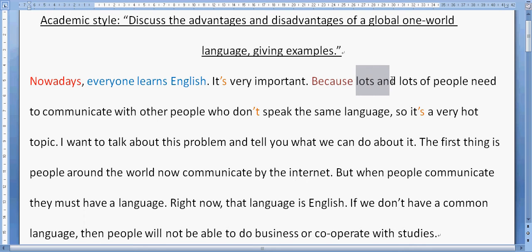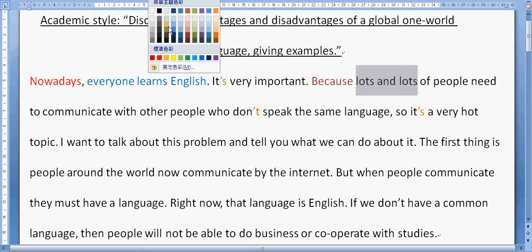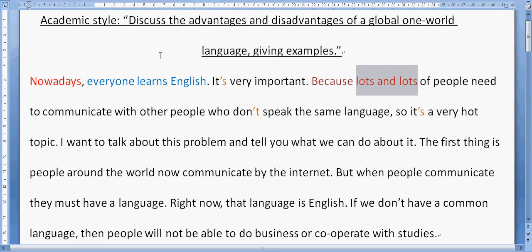Lots and lots of people need to communicate. Again, like nowadays over here, lots and lots is quite informal, just like speaking, and we want to be more formal for academic writing, so we'll change lots and lots to something more academic. Need to communicate with other people who don't speak the same language.